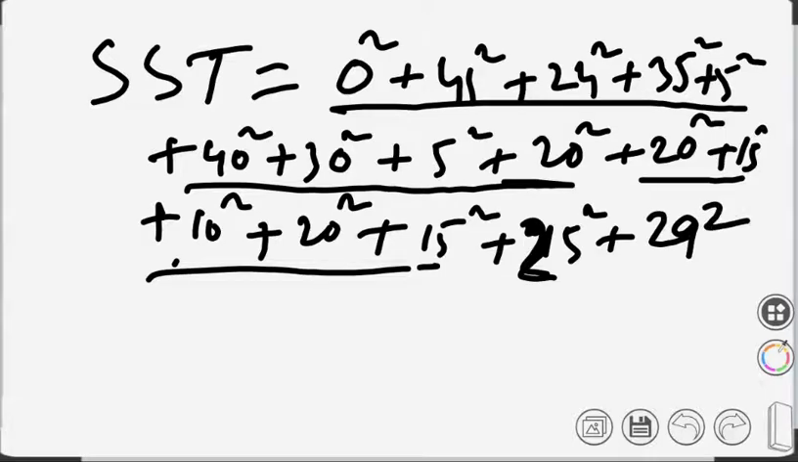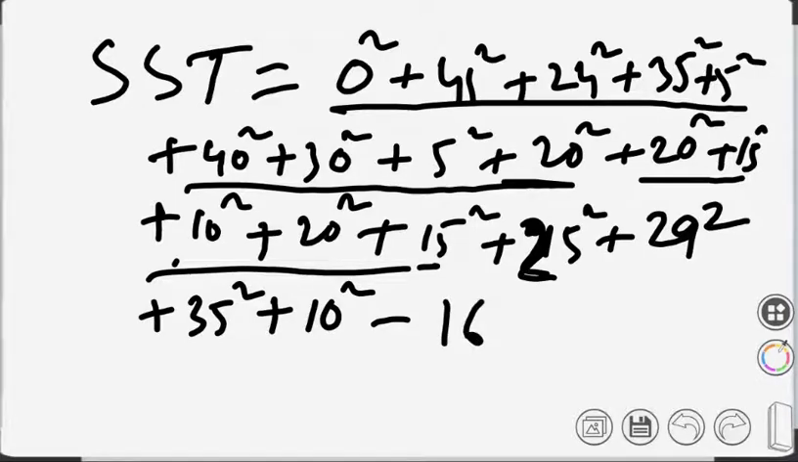Okay sir, yes sir, 29 square plus 35 square plus 10 square. Minus CF, minus CF. What did you get for CF? Sir, 16.05. So calculate this. So how much is this? I am also calculating.